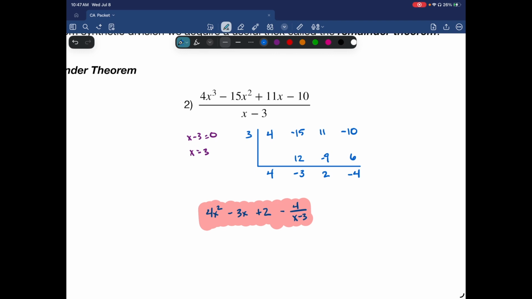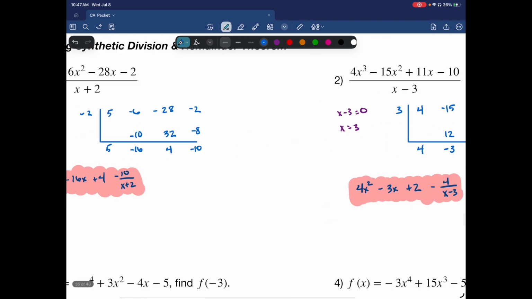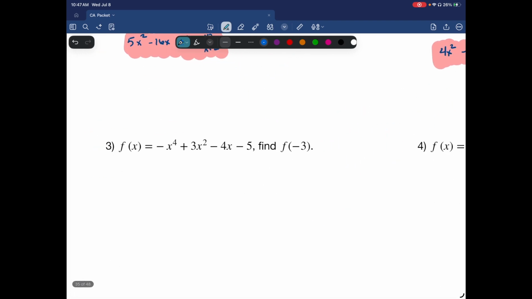Now, the remainder theorem, all right, I've already told you where the remainder lives. It's your last answer in the box. Okay, so on number 3, it says find f of negative 3. So that tells you straight up what you're dividing by. You're going to divide by negative 3, and then you're going to do synthetic division. You got x to the 4th. You don't have an x cubed, so I need to make sure that's there. X squared, x. All right, so I got negative 1, 0 for the x cubed, 3, negative 4, and negative 5. Okay, I don't know what the remainder is going to be, but we're going to find out.